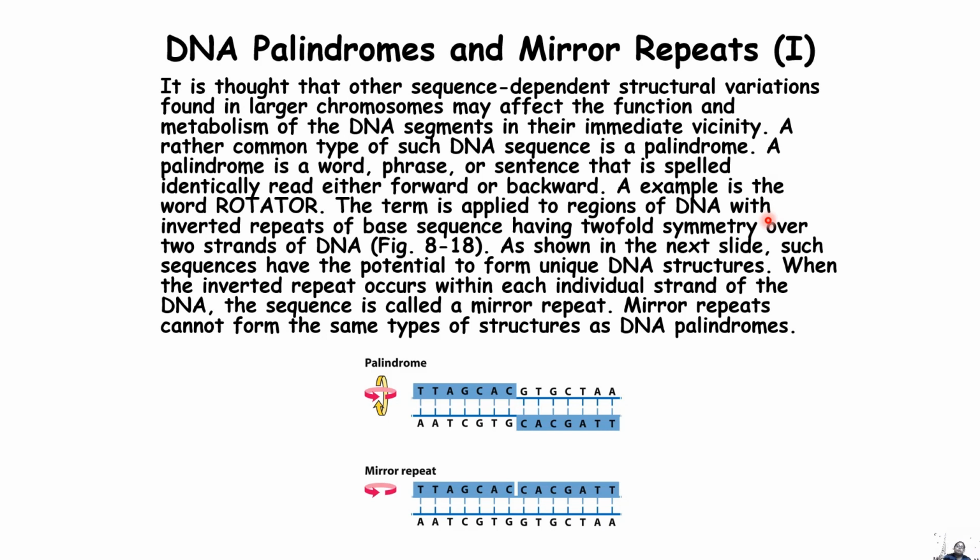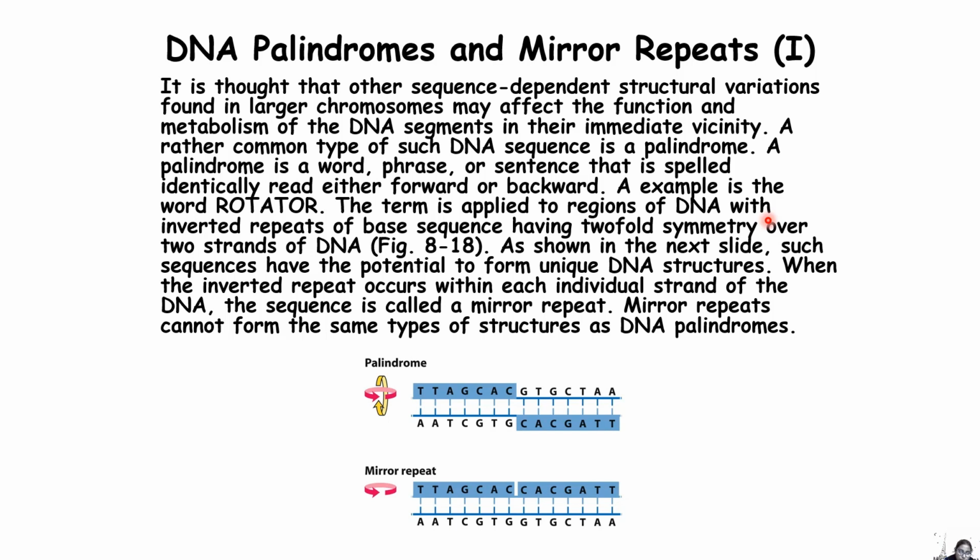Now, DNA palindromes and mirror repeats. It is thought that other sequence dependent structural variations found in larger chromosomes may affect the function and metabolism of the DNA segments in their immediate vicinity. A rather common type of such DNA sequence is a palindrome. So, you know what a palindrome is, right?